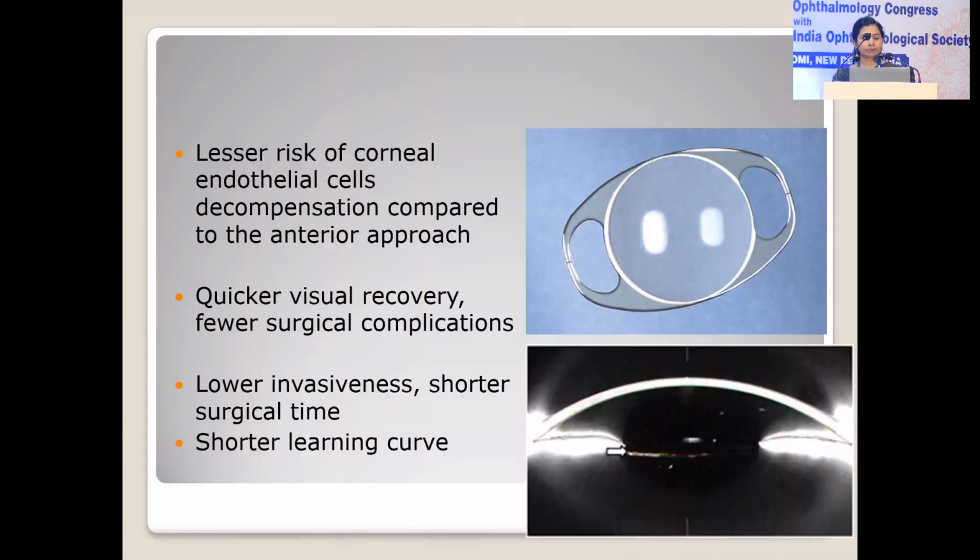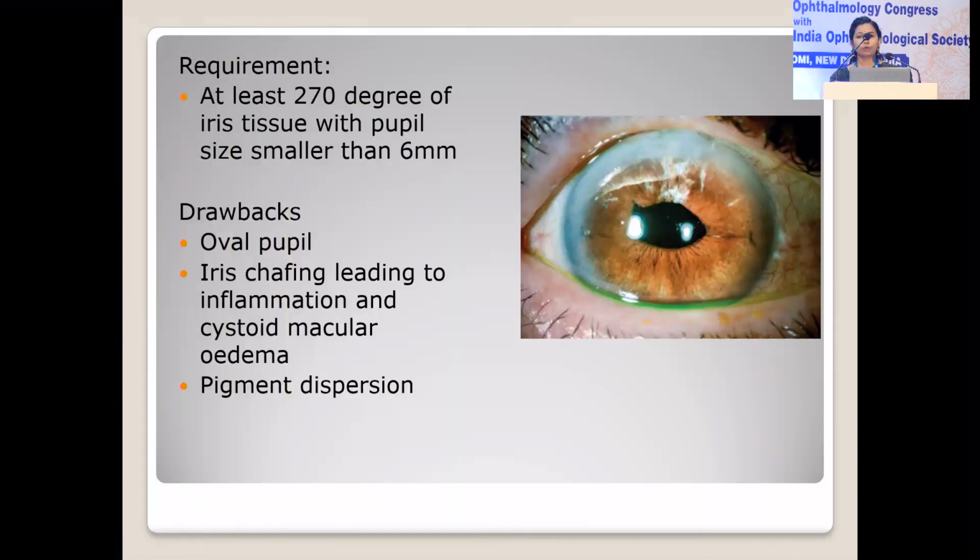The other advantages with these lenses are quicker visual recovery, lower invasiveness, shorter surgical time, and a shorter learning curve. The only requirement with these iris fixated lenses is that they need only 270 degrees of iris tissue, and the pupil size should be smaller than 6 mm. The drawbacks mentioned in the literature are oval pupil, iris chafing, and pigment dispersion, but in our patients we have faced very few of these complications.